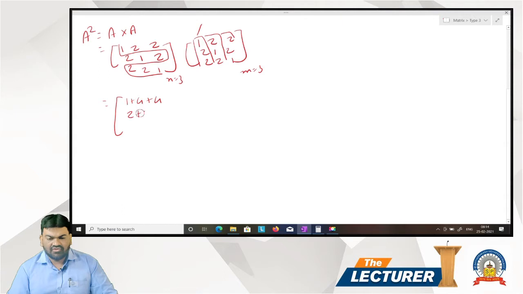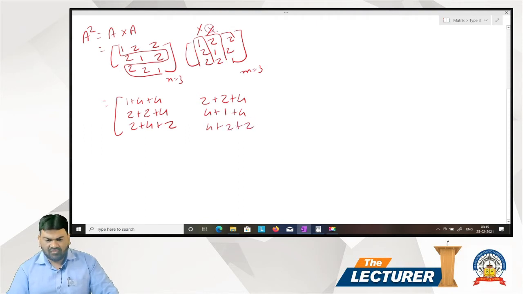First row, second column: 2 multiplied by 1, 2; 2 multiplied by 1, 2; 2 multiplied by 2, 4. First row, third column: 2 multiplied by 1, 2; 2 multiplied by 2, 4; 1 multiplied by 2, 2. Second row, first column: 2 multiplied by 1, 2; 1 multiplied by 2, 2; 2 multiplied by 2, 4. Second row, second column: 2 multiplied by 2, 4; 1 multiplied by 1, 1; 2 multiplied by 2, 4. Second row, third column: 2 multiplied by 1, 2; 1 multiplied by 2, 2; 2 multiplied by 1, 2. Third row: 2 multiplied by 2, 4; 2 multiplied by 2, 4; 1 multiplied by 1, 1. A square is 4 plus 4 plus 1, 8 plus 1, 9.